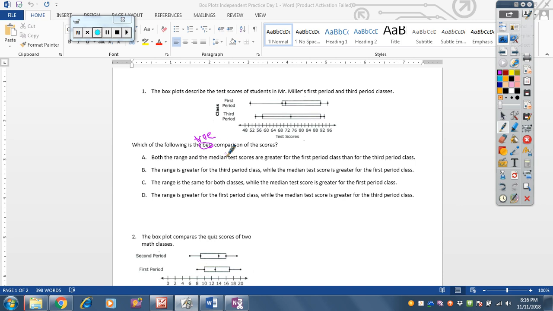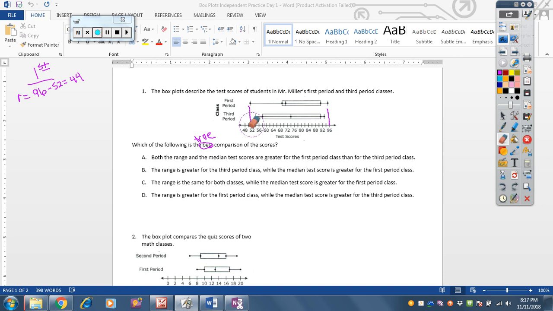Both the range and the median test scores are greater for the first period class than for the third period class. Well, range is how far apart it is. So for the first period class, our range looks like it's 96 minus 52, which is 44.